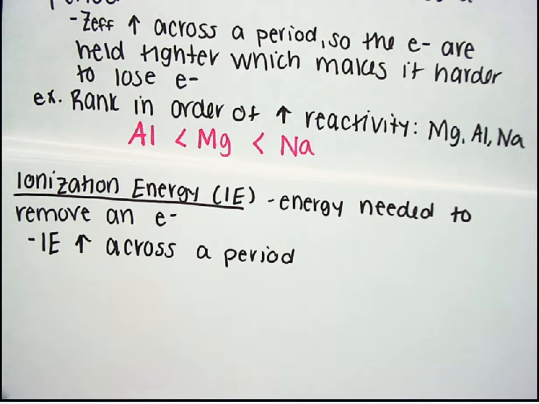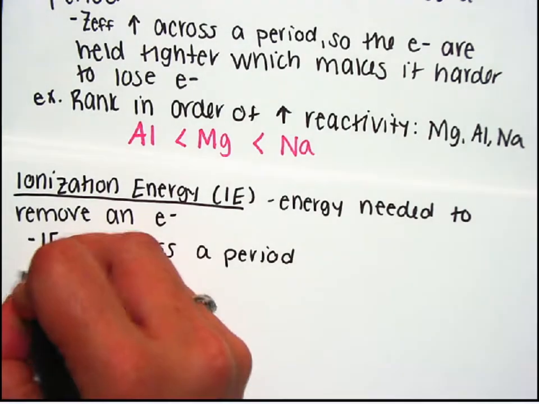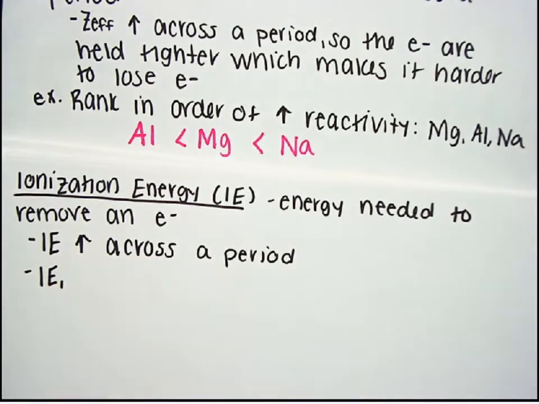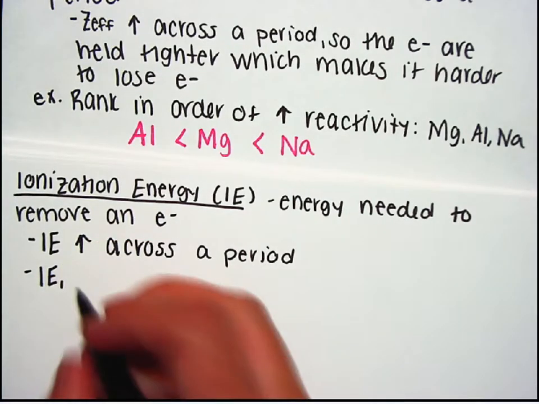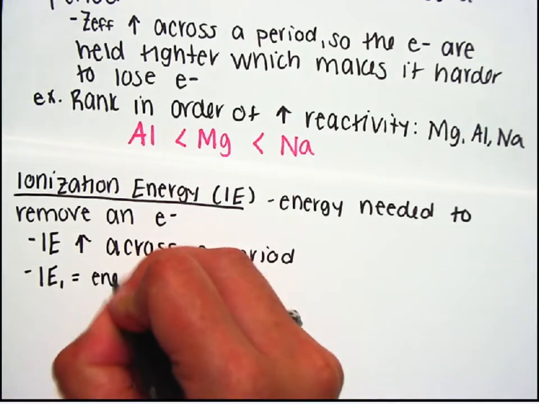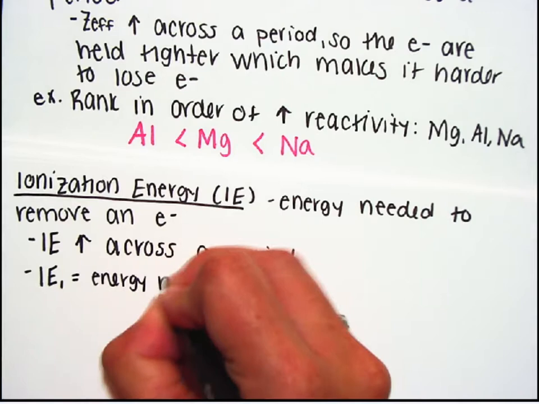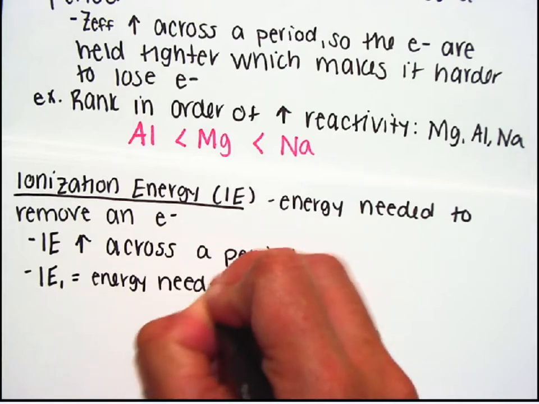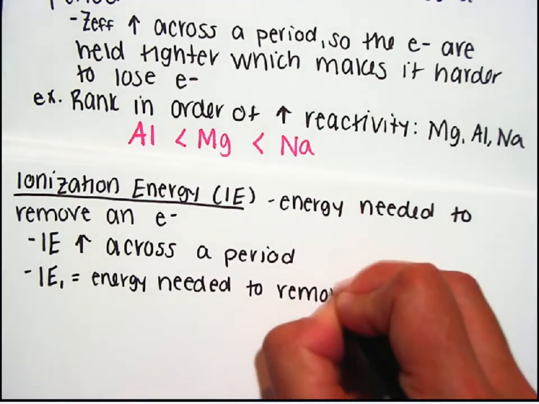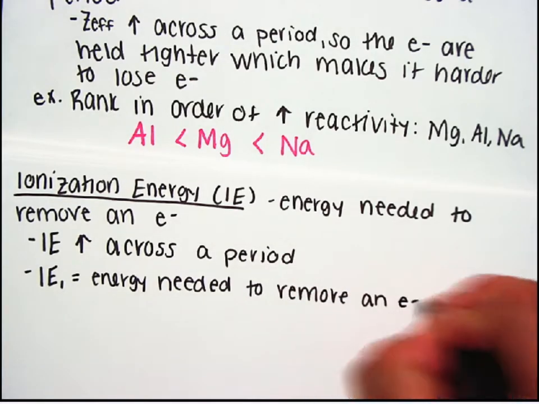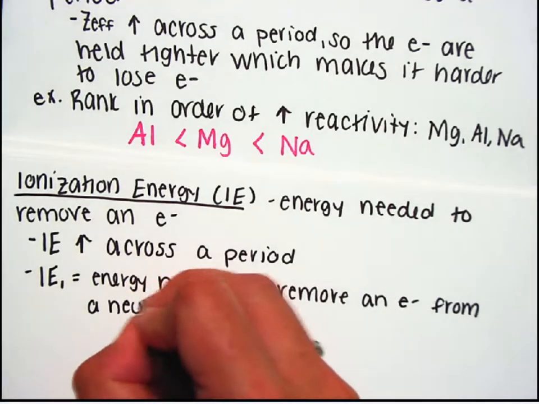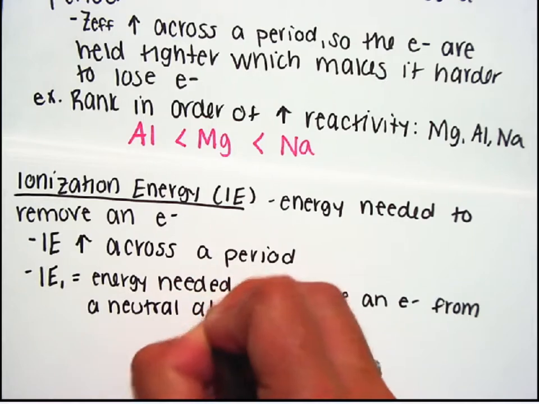You might see some subscripts like IE1. IE1 is the first ionization energy. This is the energy needed to lose one electron, or the energy needed to remove an electron from a neutral atom.